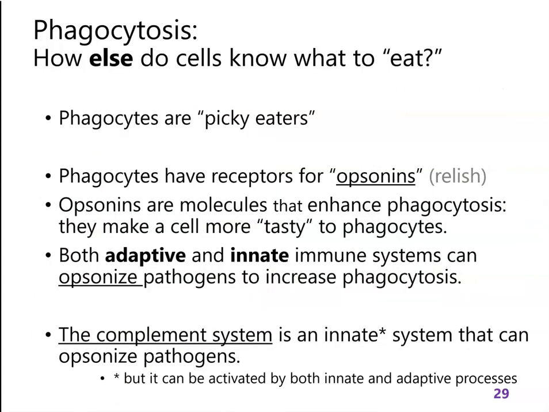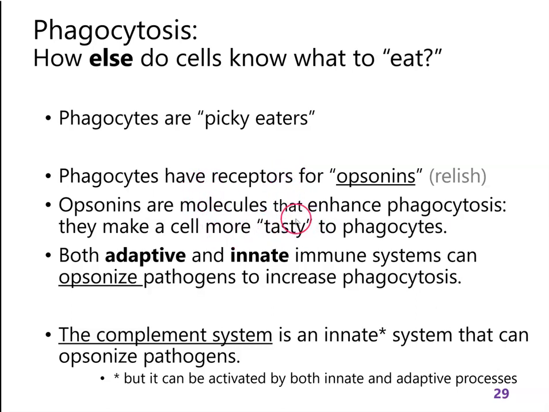And the other way phagocytes know what to eat is opsonization. So phagocytes have receptors for opsonins. So what is an opsonin? Well, it's a molecule that enhances phagocytosis. So that's kind of a circular thing. But we'll show you some examples of these.